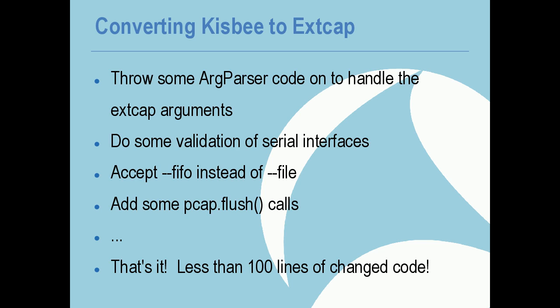Threw in some arg parser code into the Python, did some validation on the serial interfaces so that we could try to scan ones that were currently plugged in and active, so we could figure out what ones to present to the UI. We had to accept --fifo instead of --file. Added a couple flush calls. That was it. It was 100 lines of code different to support making a GUI in Wireshark. And again, similar to the Ubertooth code, most of that was just printing out the grammar stuff. It's not complicated, but if you're still printing out 20 lines, that's 20 lines changed.